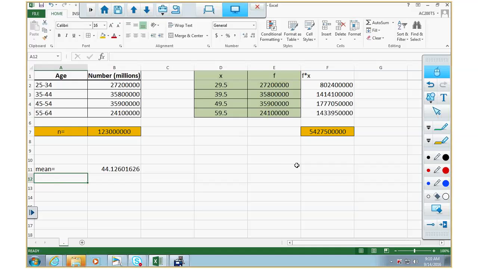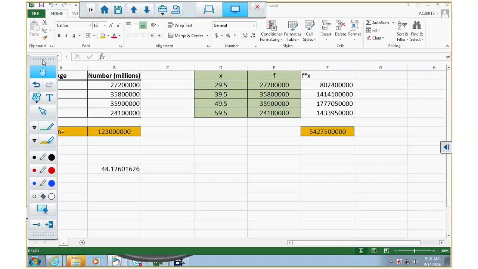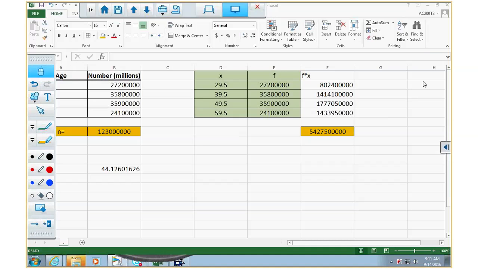All right, so what do we need? Well, we've got n, so we have n minus 1. We have f times x, but what do we not have? Look at your formula. What do we not have? x squared. So I'm going to go over here and do x squared right here, but I'm not going to do my column there. I'm just going to do x squared.